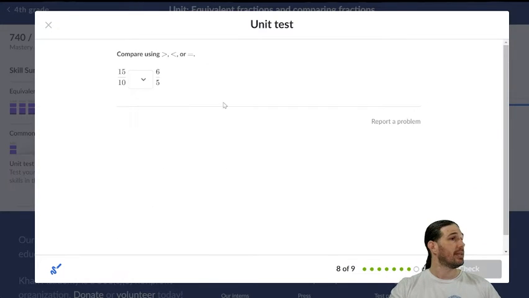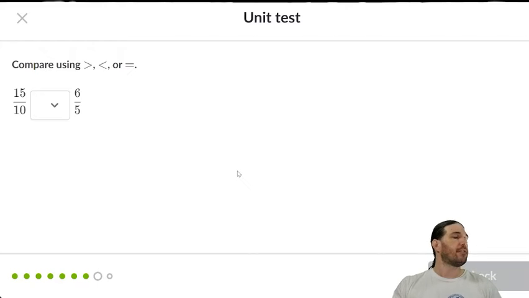2 more. 15 over 10 greater than, less than, or equal to 6 over 5. Definitely greater than.